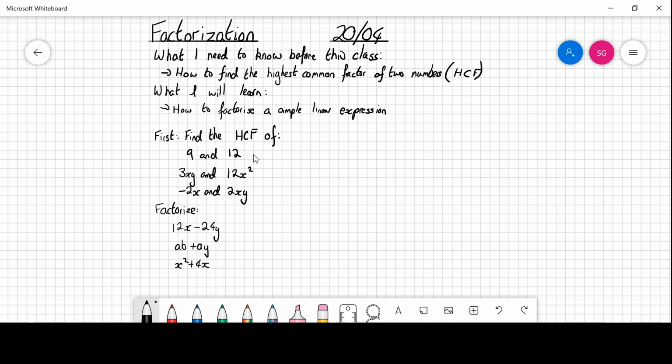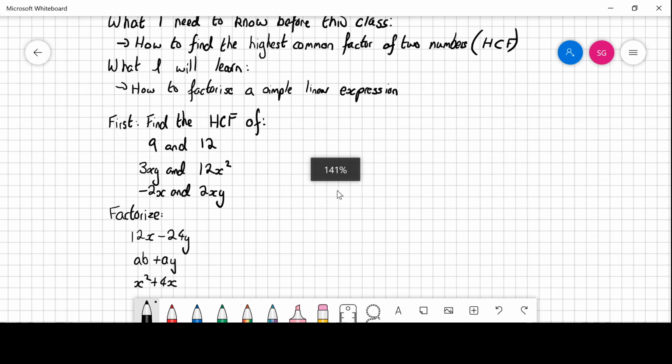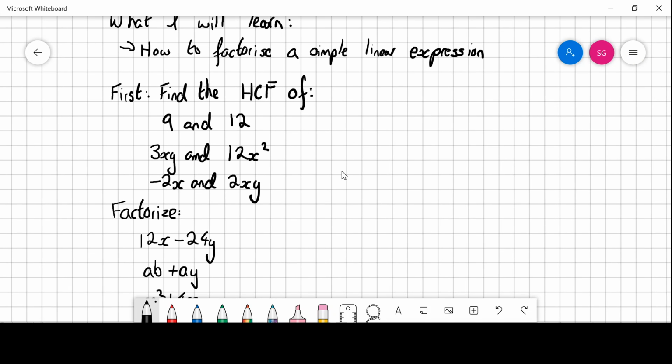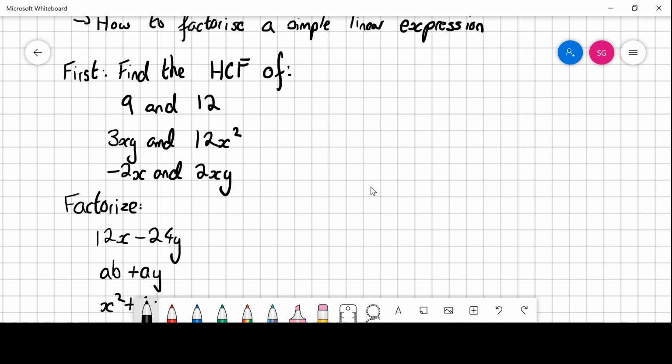So, let's begin by looking at finding the highest common factor of two numbers, okay? What is the largest number that divides both 9 and 12? Well, that's fairly straightforward. You can go, okay, 9 is divided into 3 and 3. 12 is divided into 4 and 3. So the highest common factor is 3 for both of them. Largest common factor, yeah. So the highest common factor of 9 and 12 is just 3.